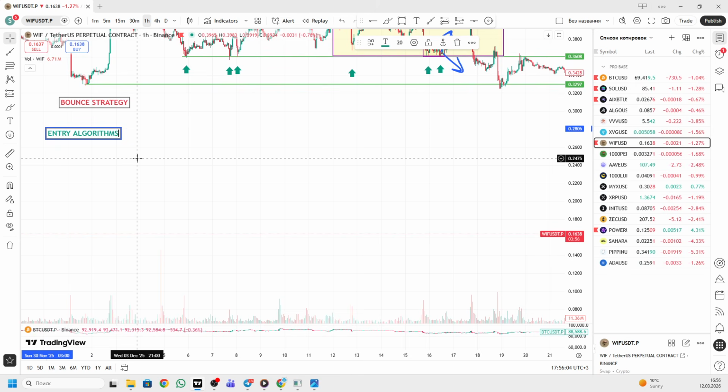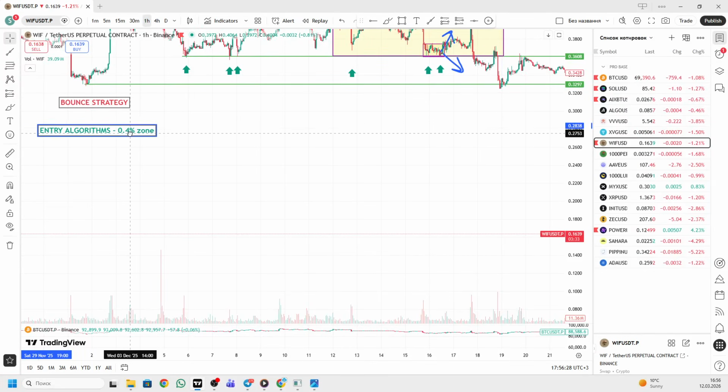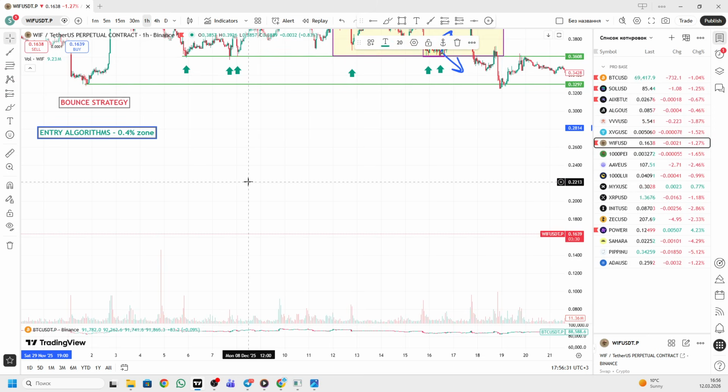Okay, so today we will have two types of algorithms. The first one, which I want to talk about, is position building inside the 0.4% zone. Before it used to be 0.3%, but now we make it 0.4% because the market is much more aggressive. So the idea is this: we build a position inside a 0.4% zone from the level. Okay, let me explain it visually.